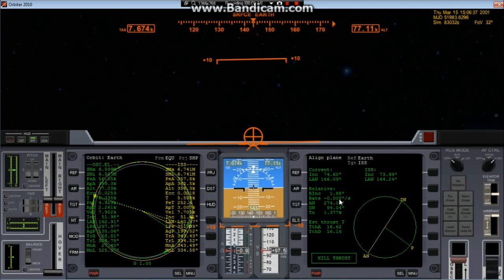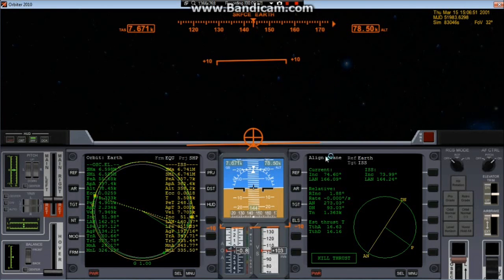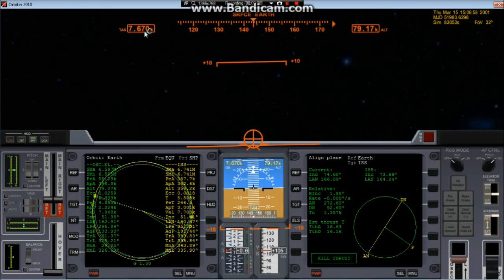And now you can see our rate is 0, and we're about 1.88 relative inclination. I'm very proud of that. We're very close, and I think that was as close as we could have got it, given the current situation. In addition, the final velocity that we were looking at was 7,600 meters per second. We were 70 meters per second off. I'm, in addition, proud of that as well.